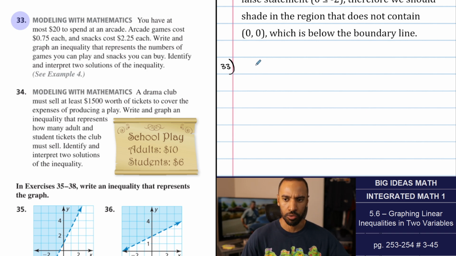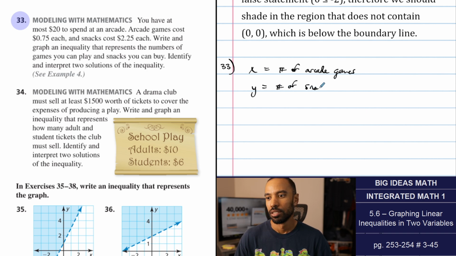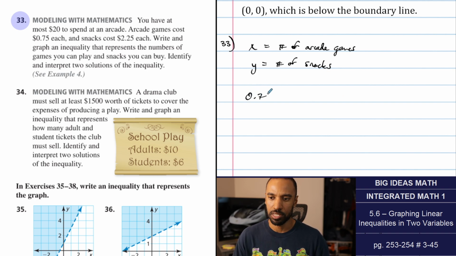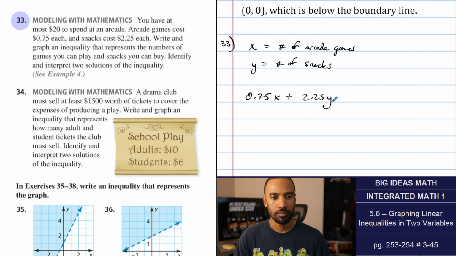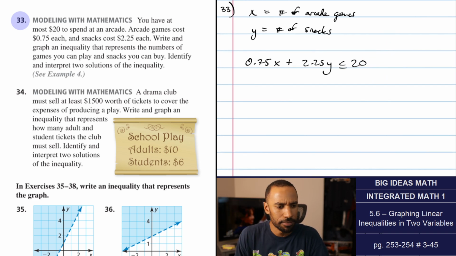You want to use X and Y because we're going to do things on graphs. So X is number of arcade games that you can play. Y is number of snacks you can buy. So let's write an inequality based off that to begin with. We're going to have 75 cents. So 0.75x plus 2.25y. We can spend at most $20. So we have to stay less than or equal to $20 as a whole here. I'm going to check something on my calculator here.